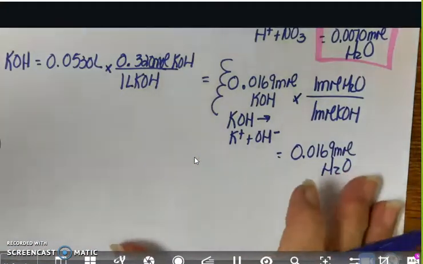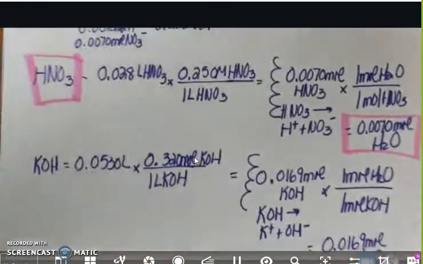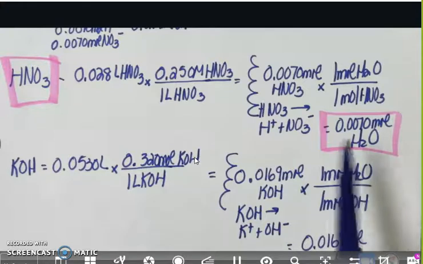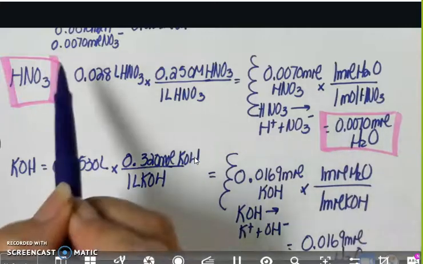Now, the problem asks, what are the concentrations of H? So it asks you also, how many moles of water do I make? That many. Whatever one's the smallest. It doesn't ask for mass. It doesn't ask for grams. It's 0.007. Yes.